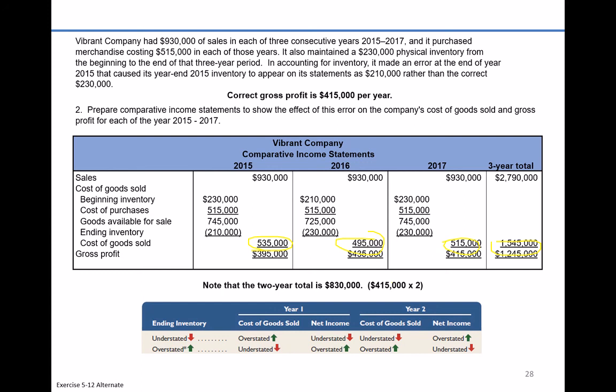So just know that when there's an error made in ending inventory, when that ending inventory is understated, you're reporting less than you should have. Well, that means you're expensing out more than you should have. So your cost of goods sold is going to be more than it should have been. Therefore, if that expense called cost of goods sold is overstated, what's going to happen to your net income? Net income is going to be understated.